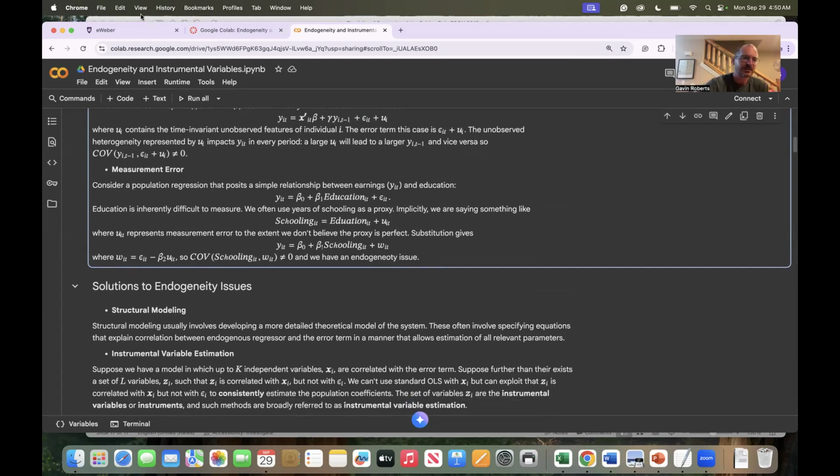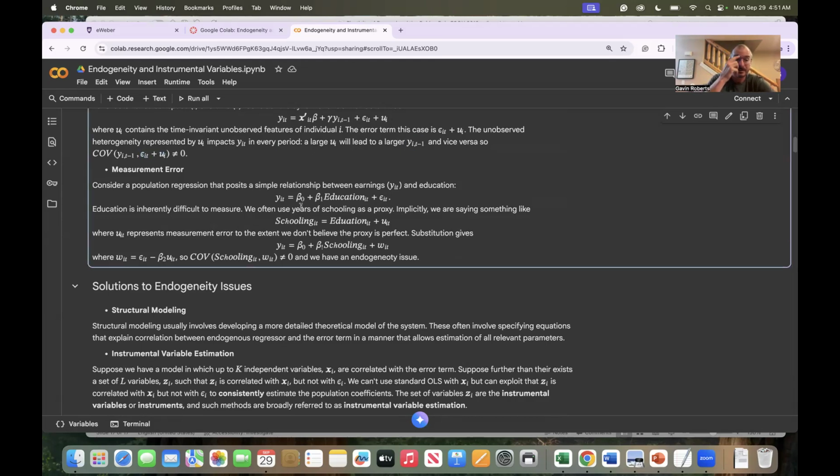So now the unobserved heterogeneity represented by u_i, so unobserved differences across states, impacts the outcome variable, inflation in my example, in every single period. A very large u_i will lead to a larger y_i,t-1. That's an independent variable. So if this is large, this being large leads to this being large, and that sounds a lot like correlation. And so there we go: we have the covariance of y_i,t-1, the lagged independent variable, is now correlated with this error term structure. So that leads to an endogeneity problem.